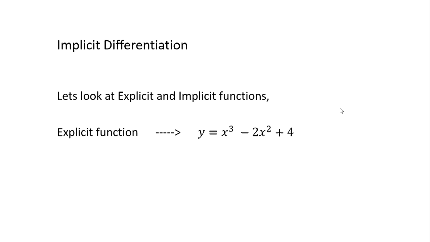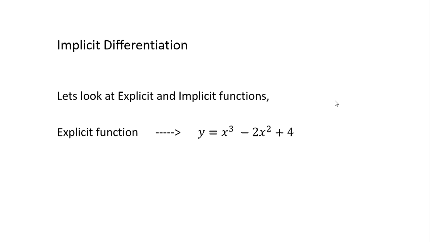Today we are going to look at implicit differentiation. First of all, let's see what an explicit function is and what an implicit function is. We look at the explicit function first. Here you can see y equals x to the power 3 minus 2x squared plus 4.